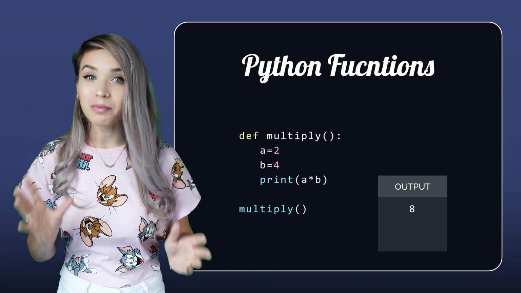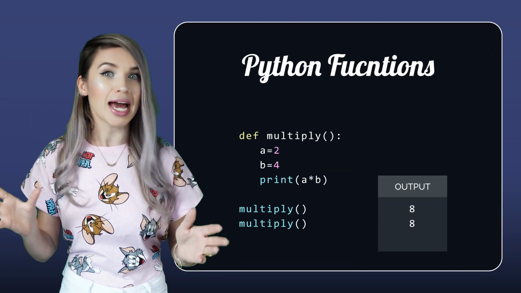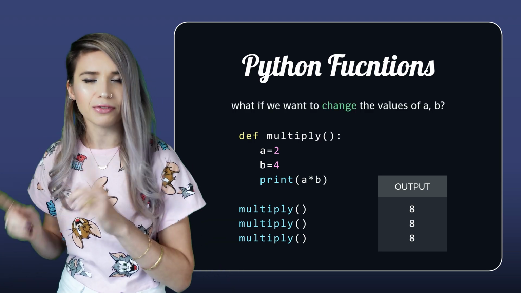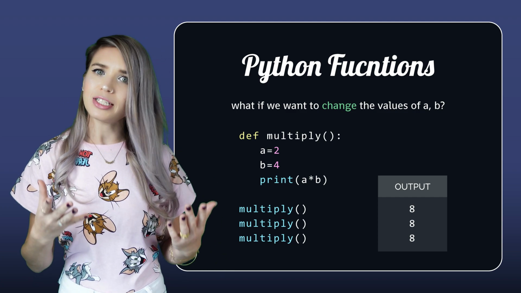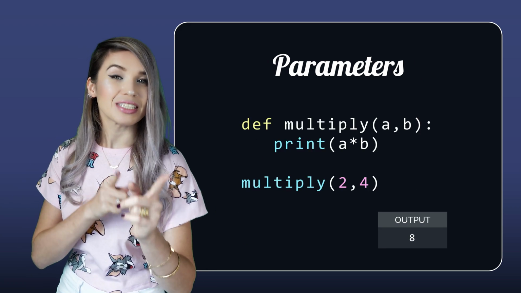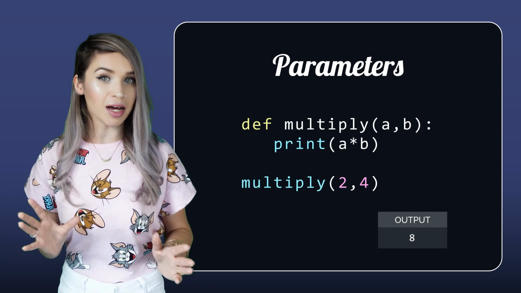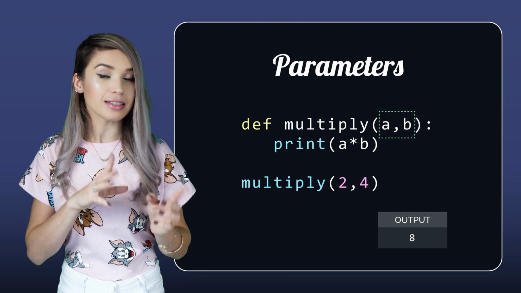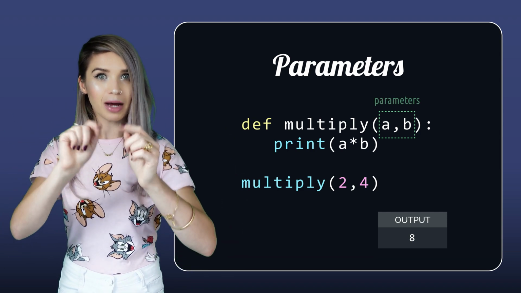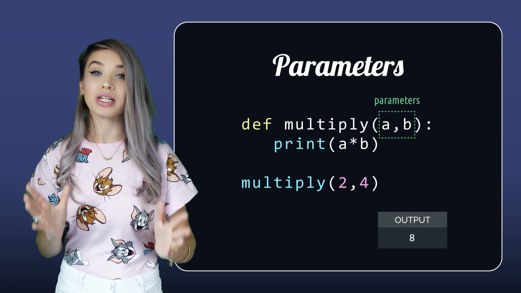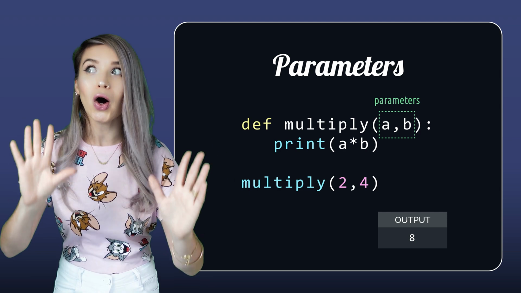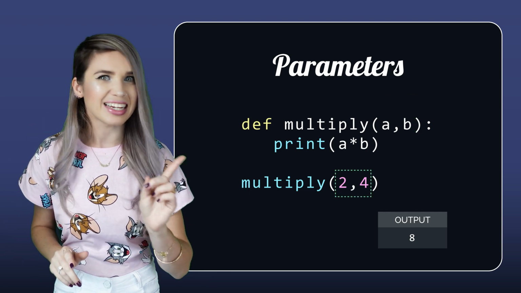Now, a function that multiplies the exact same values time after time is not very useful. What if we want to change the values of a and the values of b every time we call the function? We will simply use something called parameters instead of variables. In the following example, we have placed a and b inside the round brackets, so they are no longer variables, but rather parameters. Now, parameters are used as placeholders. We get to decide which values they represent only when it's time to call the function, not when we define it.